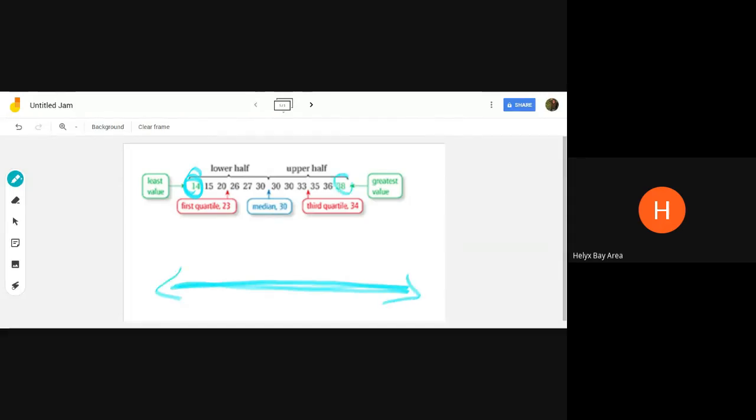Then our greatest value is 38, right? So now we need to find the median. The median is the number that's going to be in the middle. How do you find the median? You take one value from here, cut one value right here, cut another value, and then you should have the median. This number right here is the median. Now it's stuck in between two numbers, so what you want to do is find the middle of these two numbers. 30 plus 30 is 60, 60 divided by 2 is 30. So this median is 30. Let's put 30 in the middle of our graph.